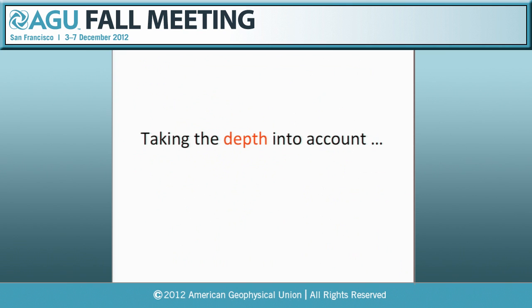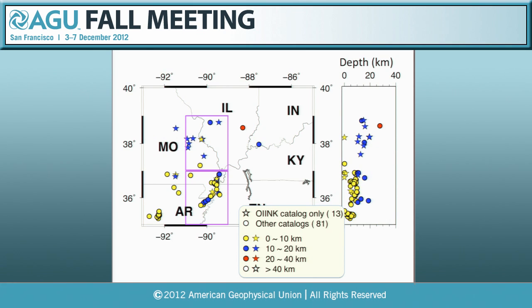After I took the depths into account, I got a very interesting figure. Here, the colors are for different depths. The yellow means the depth is about upper crust, 0 to 10 kilometers. The blue means the depth is about middle upper crust, 10 to 20 kilometers. And the green and red mean the depth from 20 to 40 kilometers, which is about lower crust. And the stars are the locations located by the OIINK.